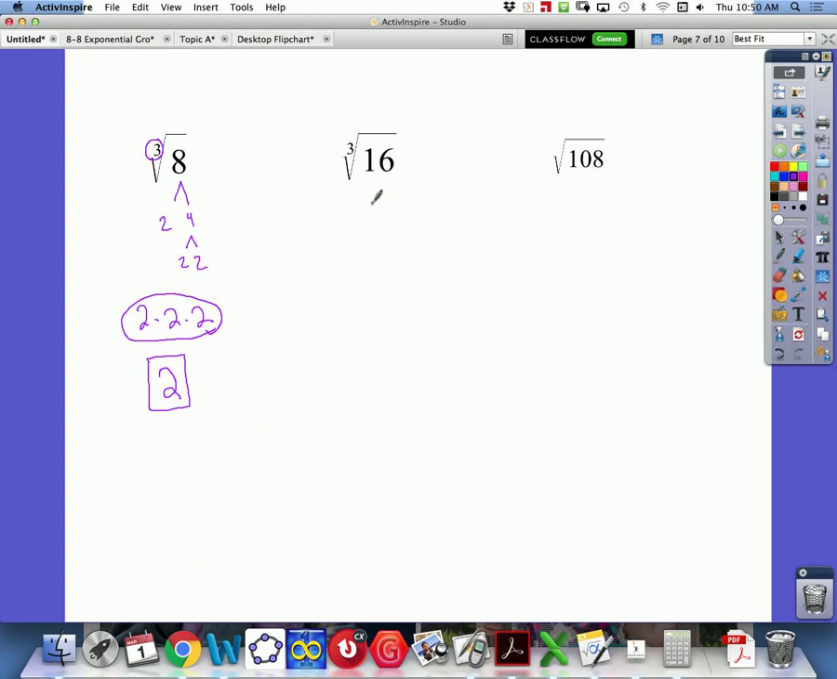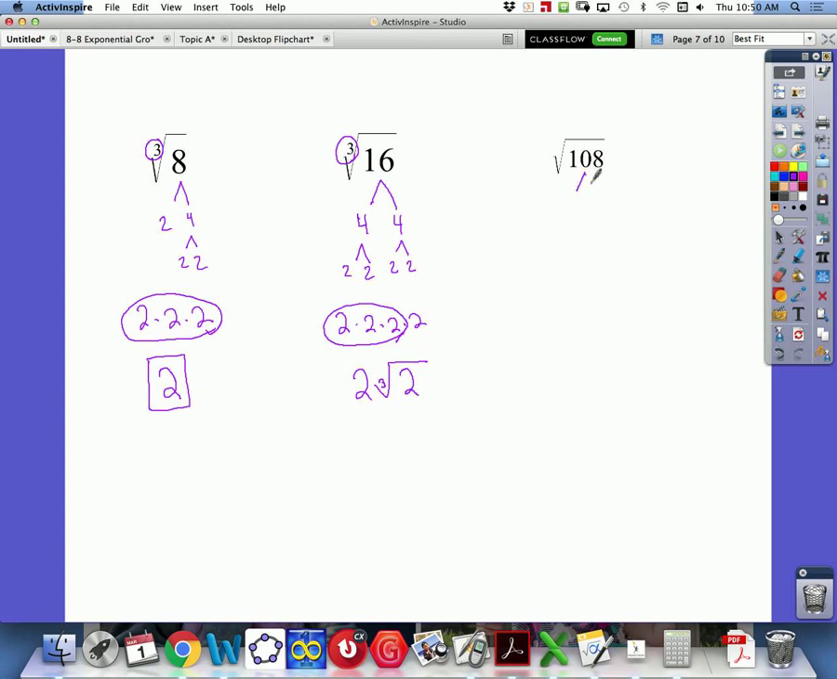If I go to 16, I'm going to break it down using my tree. I know that's 4 times 4, which is 2 and 2, another 2 and 2. So I'm going to write 2 times 2 times 2 times 2 times 2. I look at my index, it's telling me groups of 3. So again, I circle my 3 2's. Now I have one group of 2, but I have one sad 2 left behind. So that means my answer to the cube root of 16 is 2 cube root of 2.